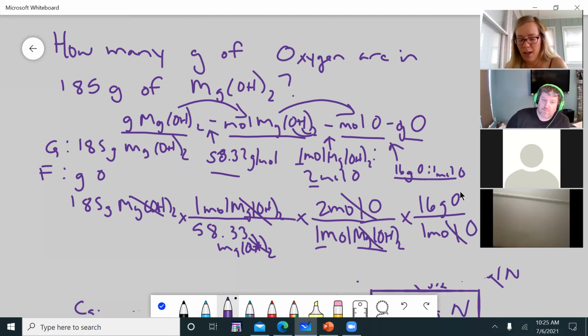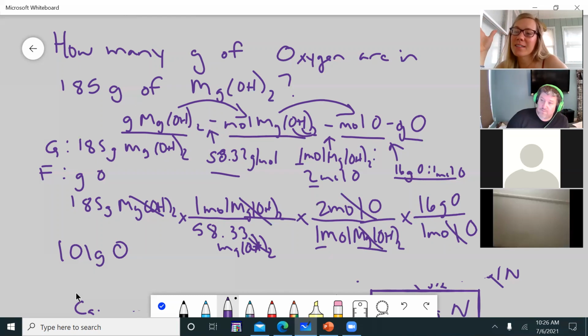Hopefully this is starting to feel kind of repetitive. So we'll take our first value, multiply it by 2, multiply it by 16, and then divide that by 58.33, and I get 101 grams of oxygen. If you rounded, depending on how many numbers you used, you may have gotten 102. Okay, close enough.